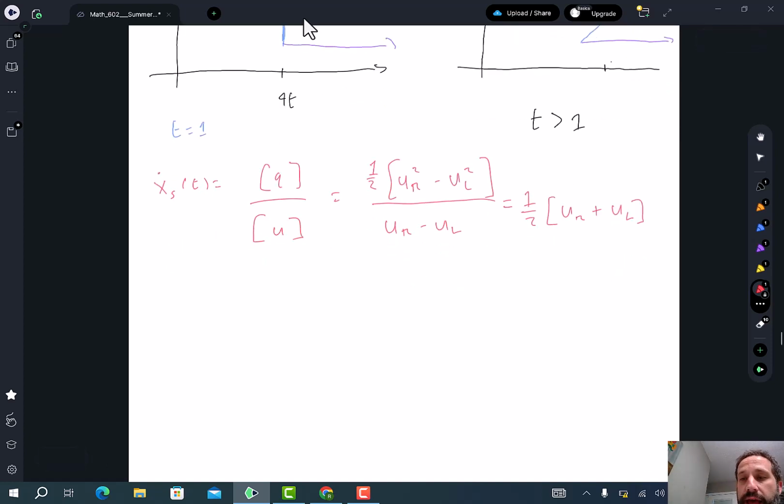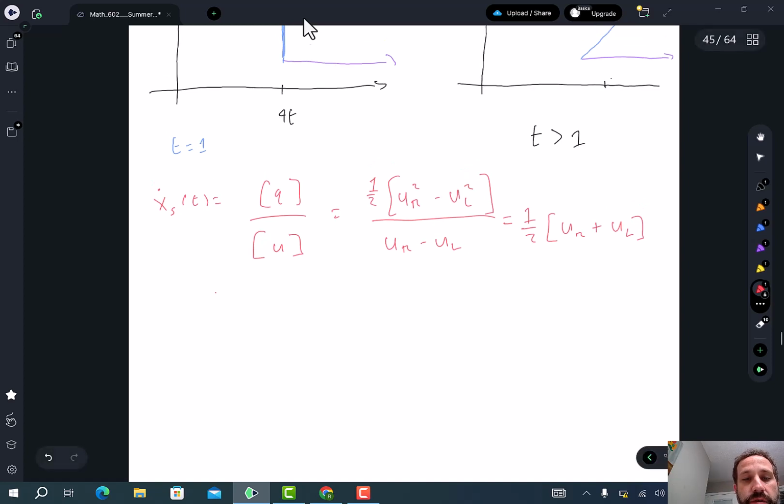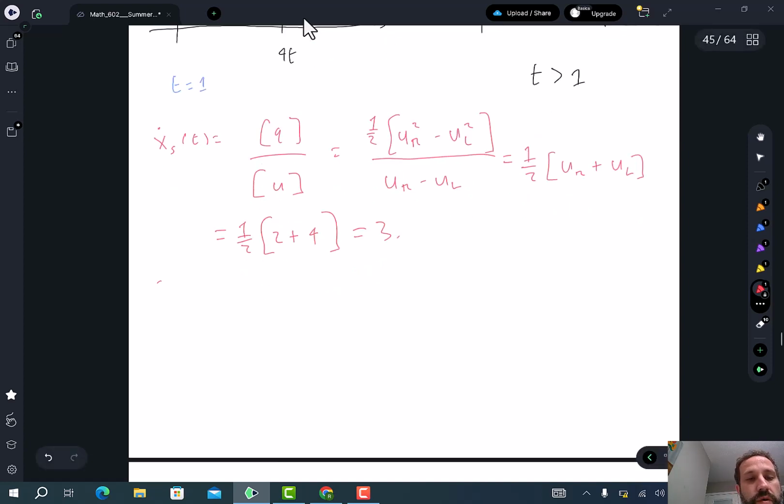Okay, and so this is going to be equal to 1/2 (u right plus u left). U to the right of the shock is 2, u to the left of the shock is 4, and so this is equal to 3.